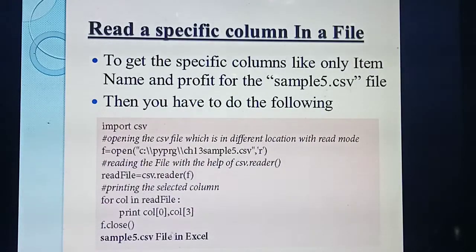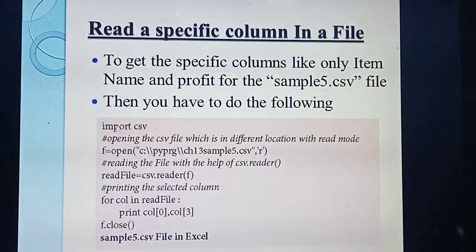Next, here is only some difference. You are going to print only a selected column, some specific column. For that, listen: for column in read_file. That means from the file you have already read, that particular column. Which column do you need to print? print(column[0], column[3]), in matrix form. Then f.close().